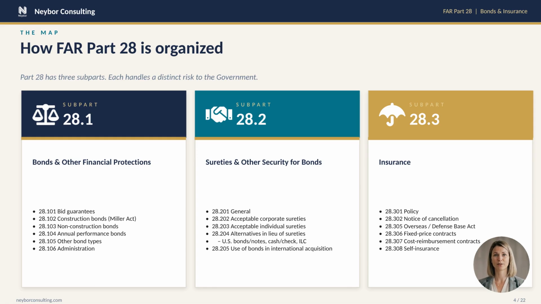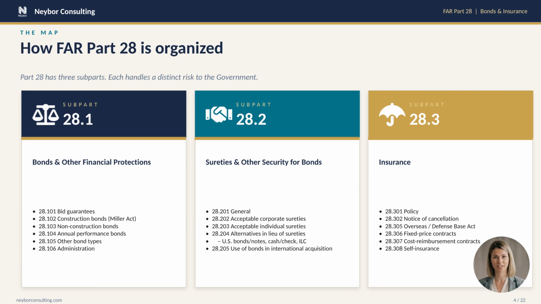Subpart 28.2 in the middle is about sureties themselves. Who is allowed to write the bond? The government accepts corporate sureties listed on Treasury Circular 570, individual sureties who pledge specific assets, and 3 non-surety alternatives: U.S. Treasury bonds and notes, certified checks or cash, and irrevocable letters of credit.